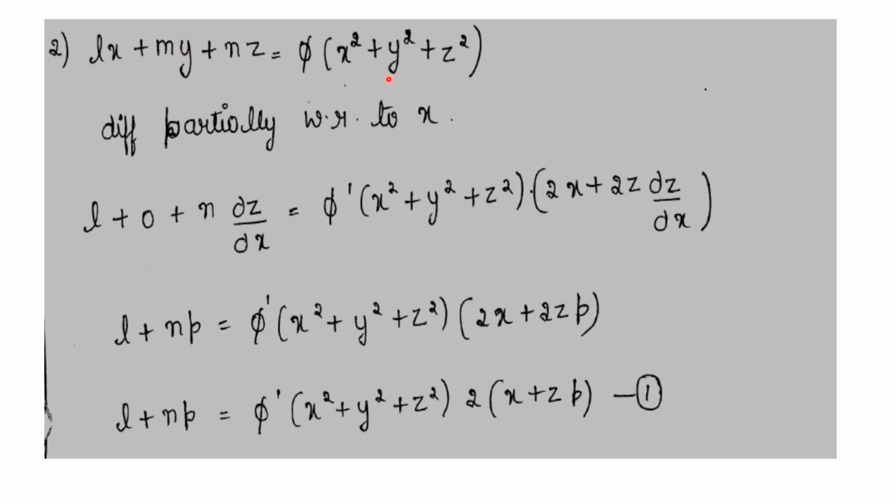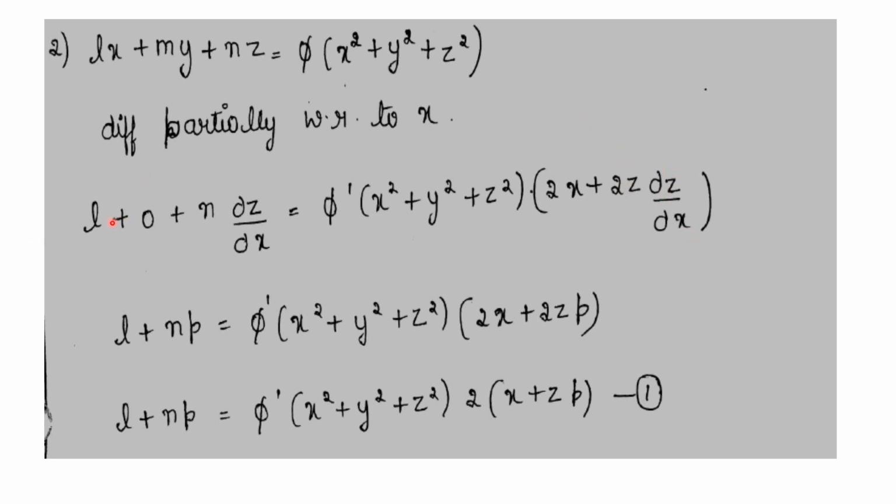Differentiation of my with respect to x is 0, plus differentiation of nz with respect to x is n into dou z by dou x, equal to differentiation of phi of x square plus y square plus z square. If it was f, then f dash; so phi will be phi dash of x square plus y square plus z square into, you have to differentiate the term inside the bracket. So differentiation of x square is 2x, differentiation of y square with respect to x is 0, differentiation of z square with respect to x is 2z into dou z by dou x.